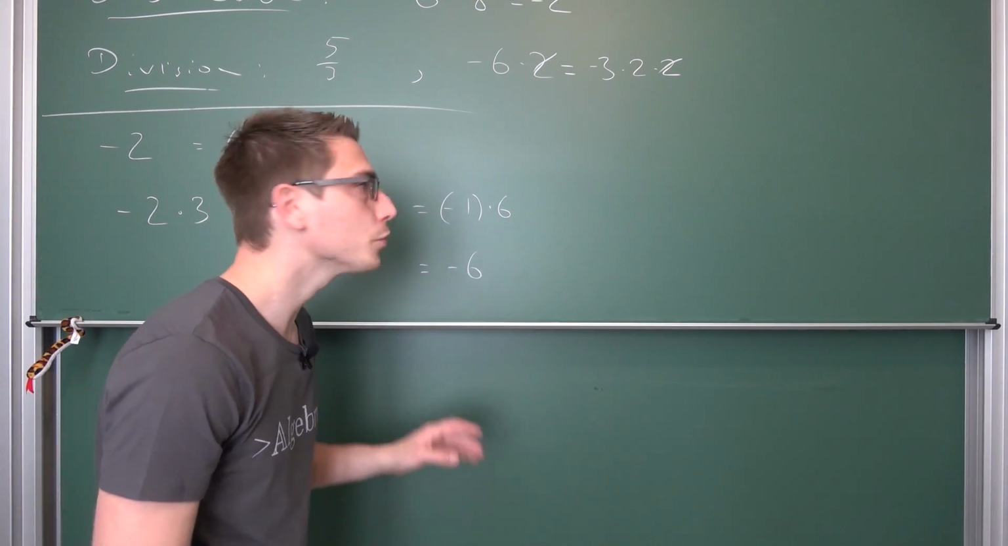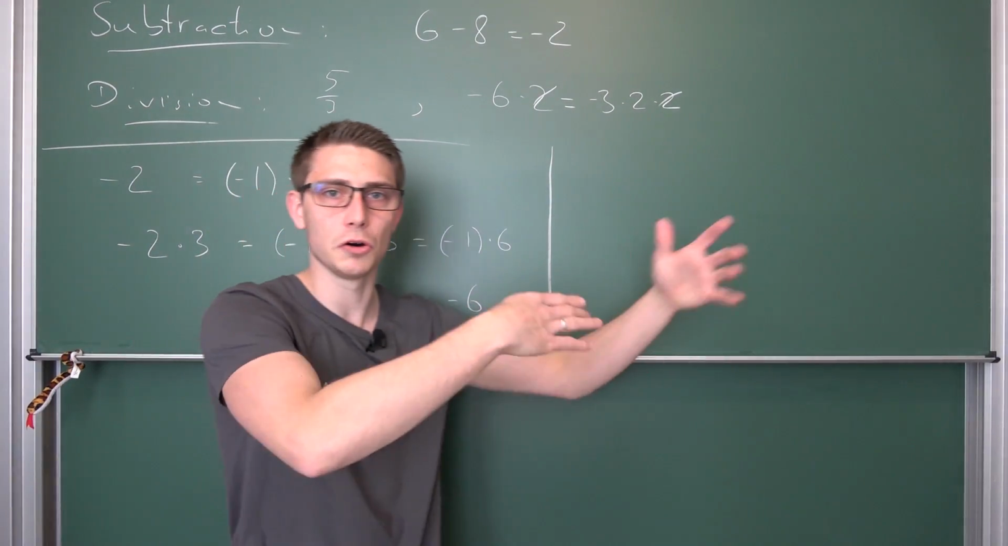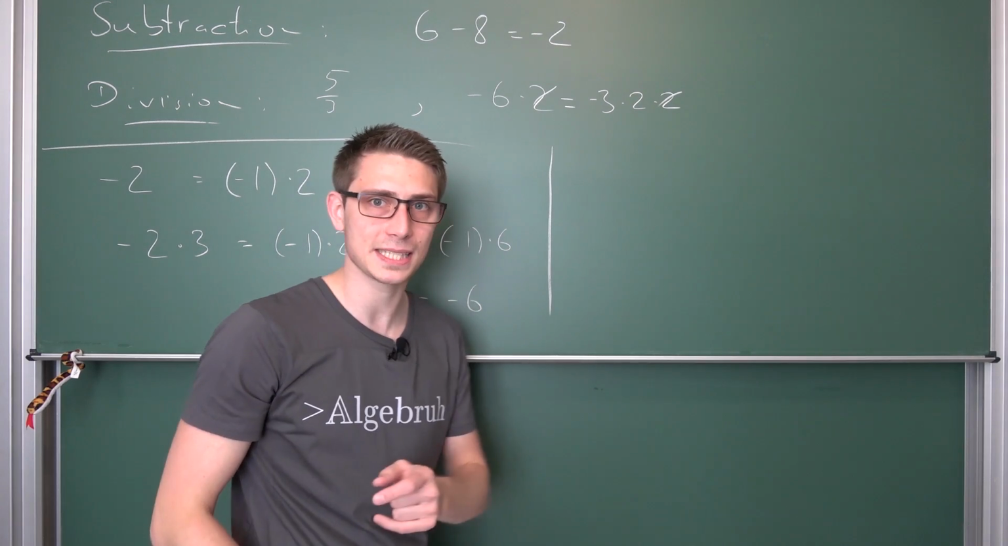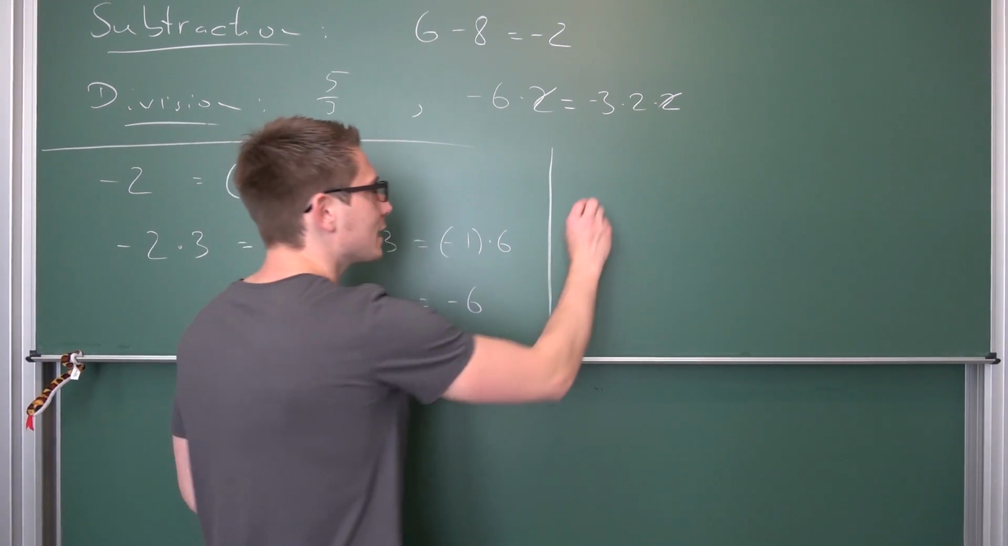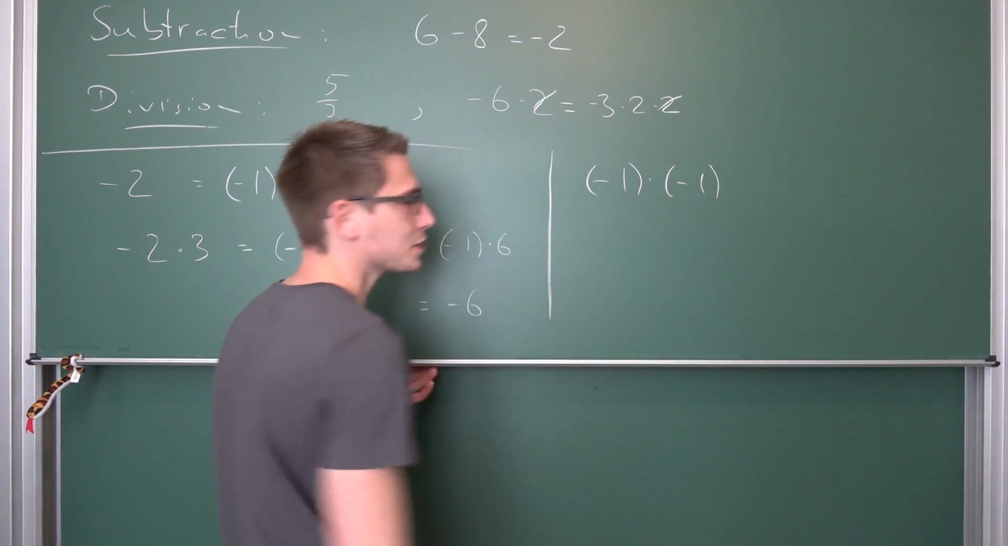And there's one more rule that I'm not going to prove now. I'm going to prove it at the end of this whole series on number sets, okay? Why exactly is negative times negative positive?